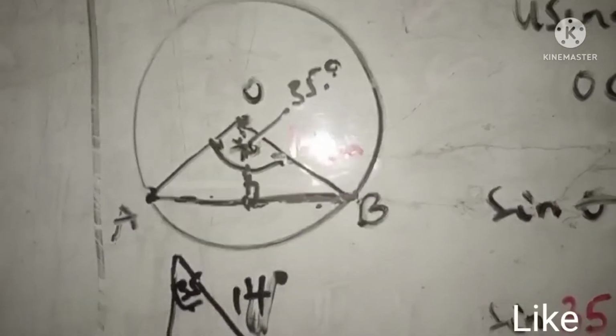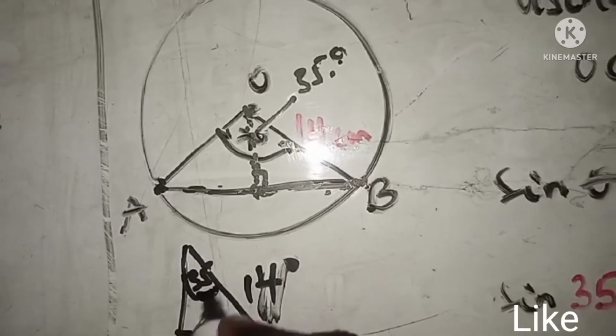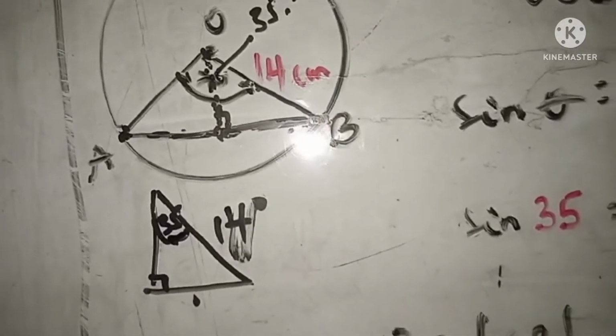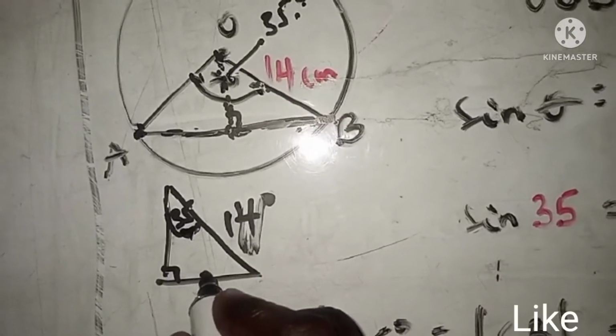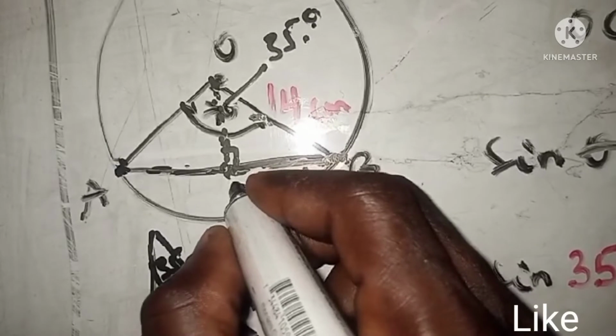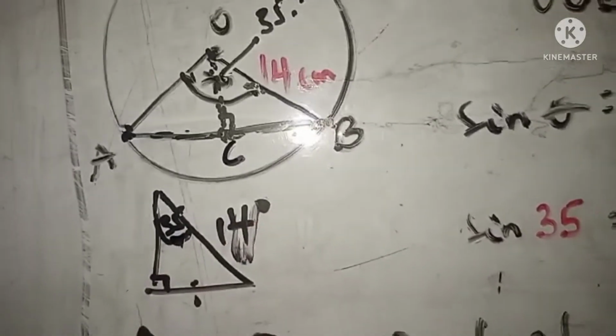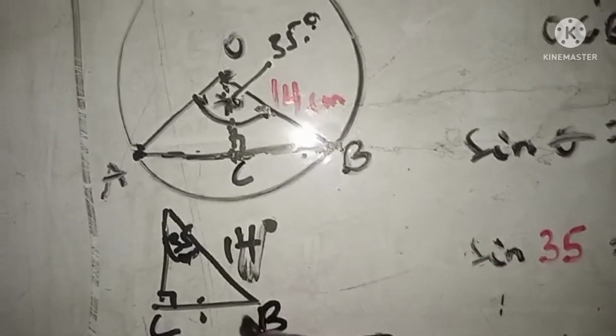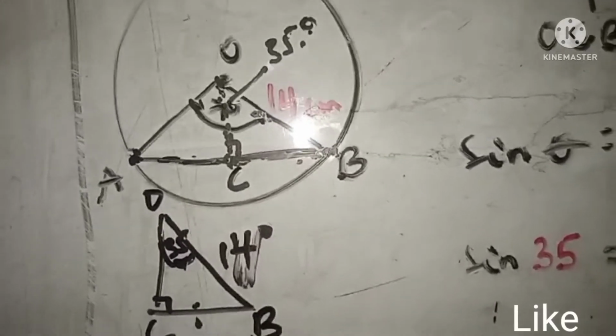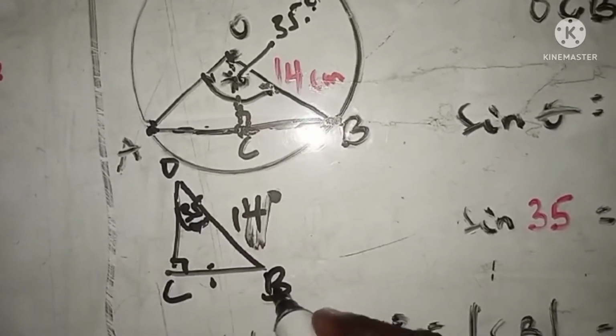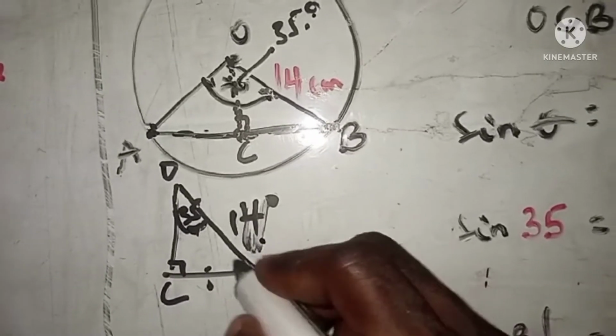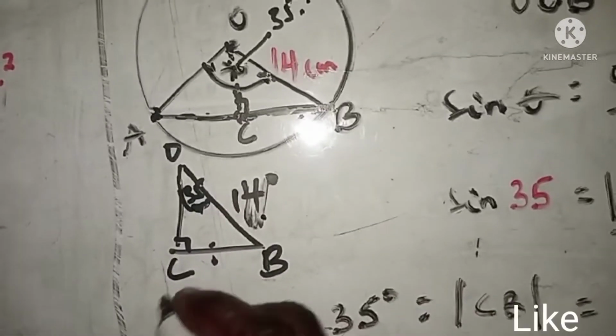So if you have the angle here, we want to find this side, right? This means the opposite. So let's name this C. So you have O, C, and then B. This side is 14 centimeters, here also 35 degrees, and then this is C.